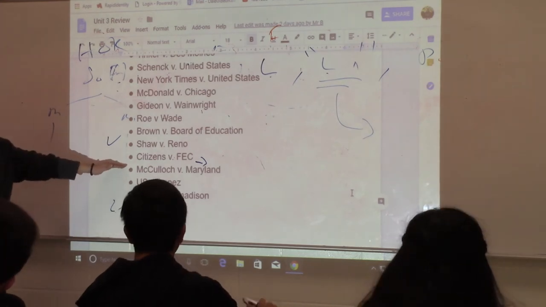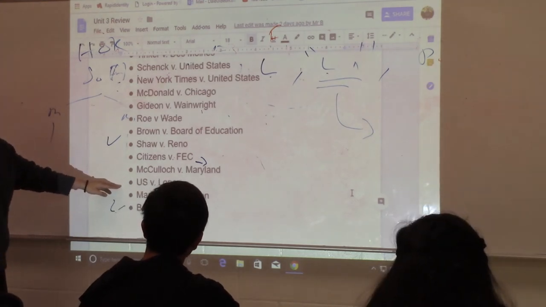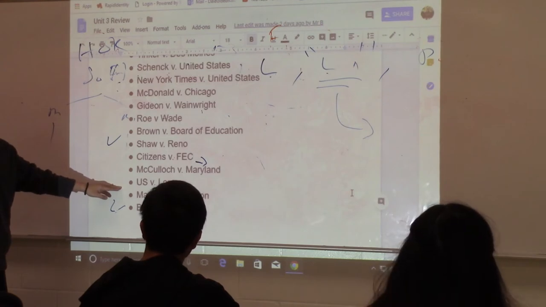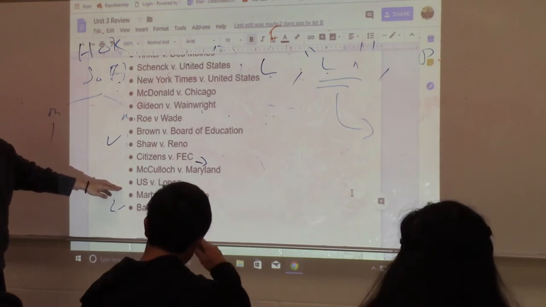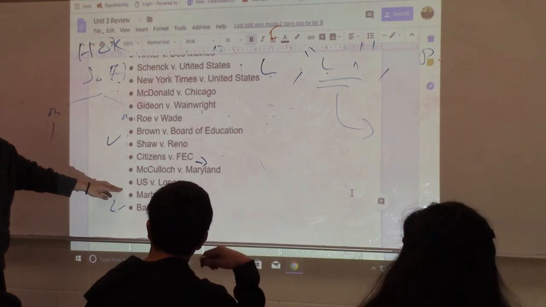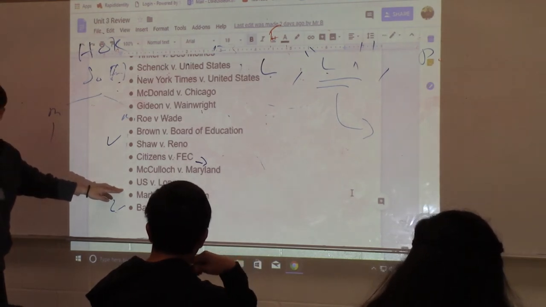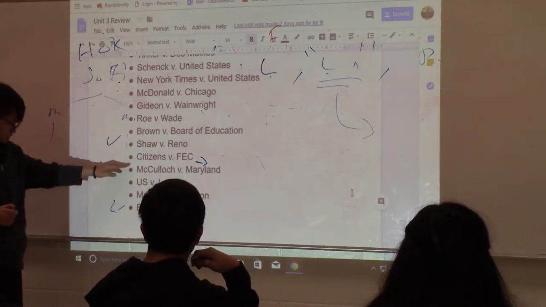These two right here. Commerce. Pay very close attention. These two right here are about the relationship between who and who? State and national government. What do we call that? Federalism. This is about federalism.